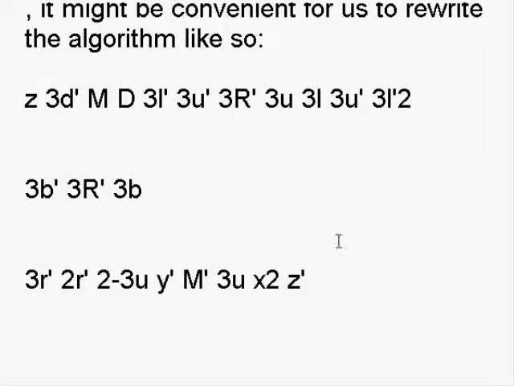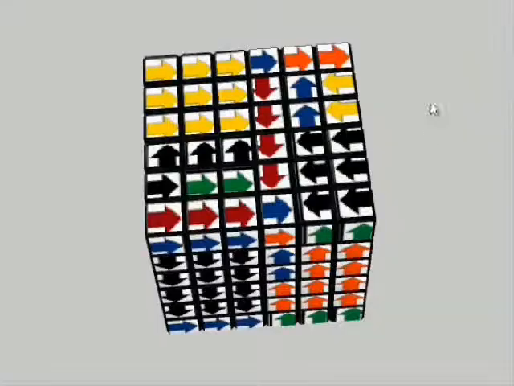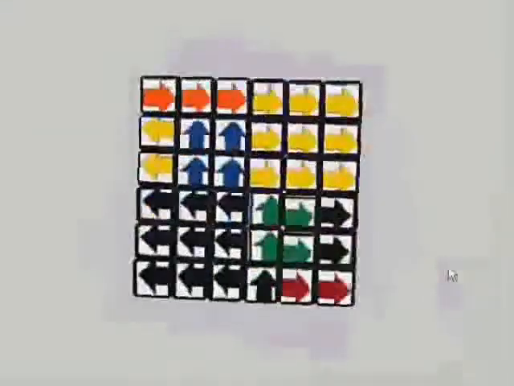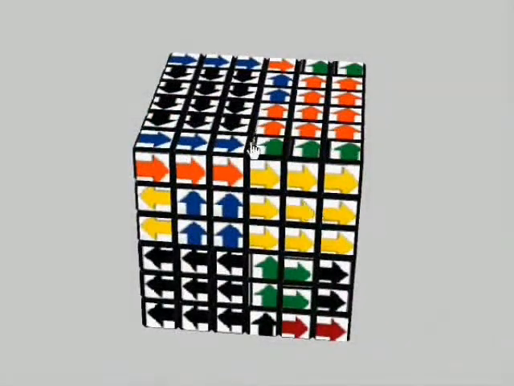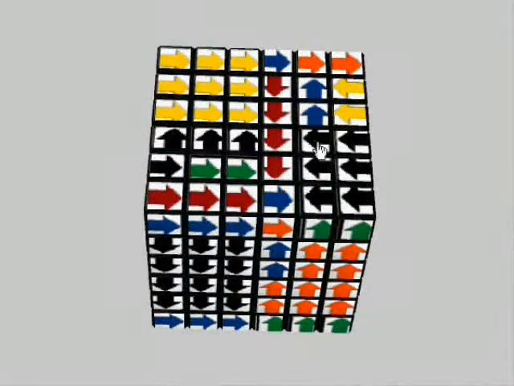Our interior setup moves. Just by observation, obviously a red centerpiece needs to go in place of the black centerpiece located at the intersection of the slices 3U and 2R in B, because this is the normal position of the cube, so this is F and that's U and so forth.